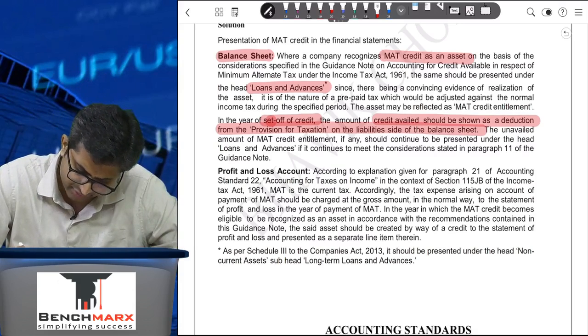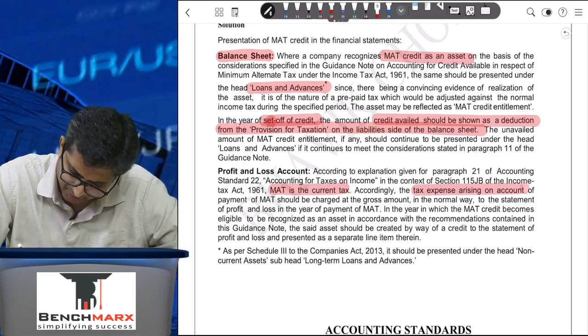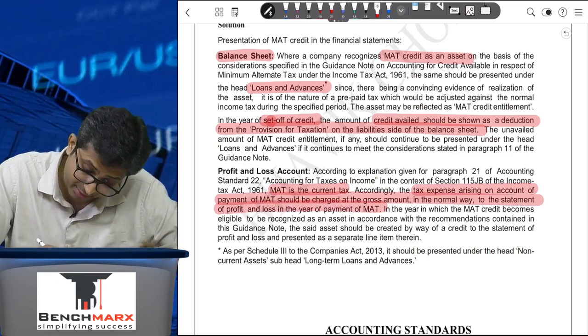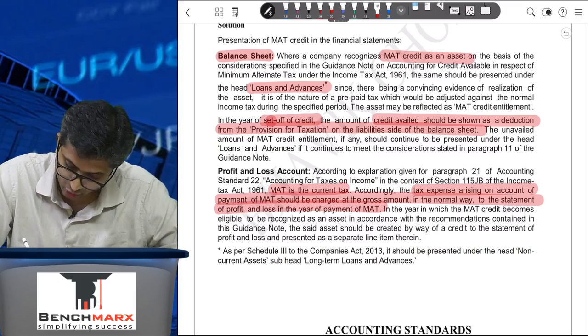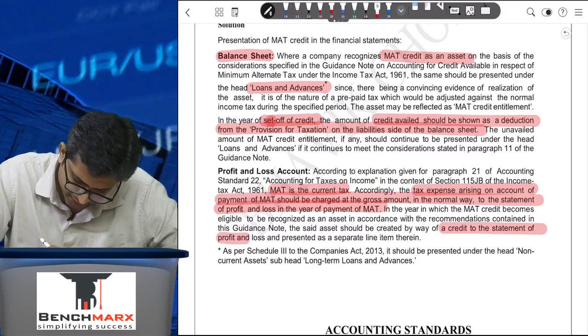In the profit and loss, the MAT is current tax. You will record that as an expense. The tax expense arising out of payment of MAT should be charged as a gross amount in a normal way. In the year in which the MAT credit becomes eligible to be recognized as an asset in accordance with the recommendations contained, the credit to the statement of P&L should be presented.